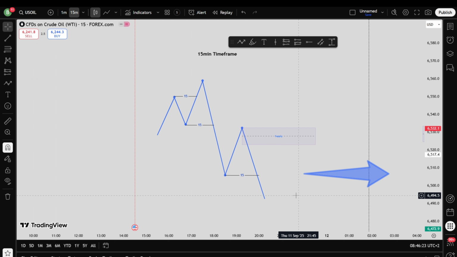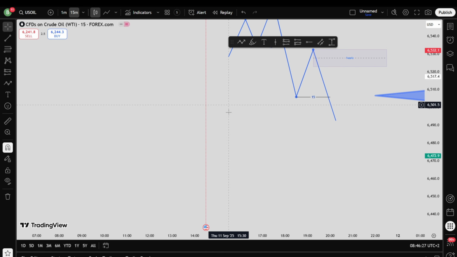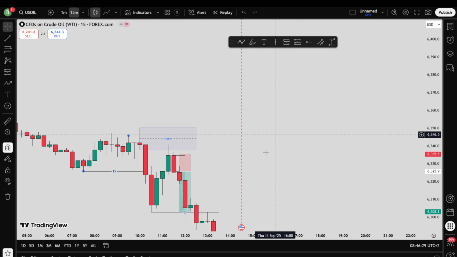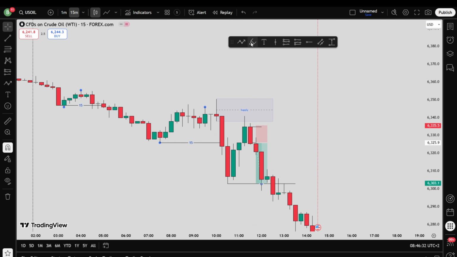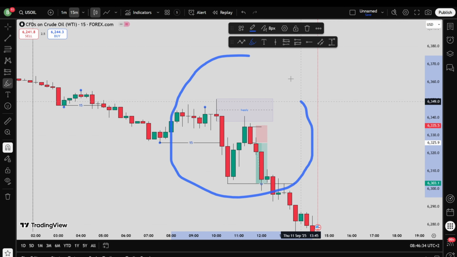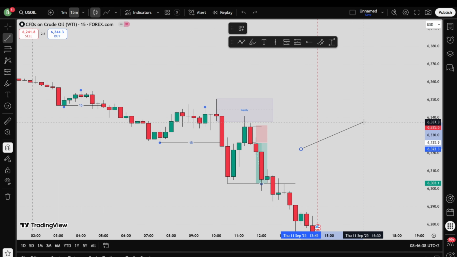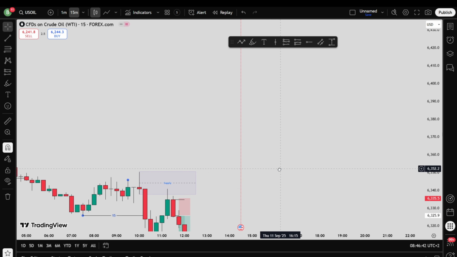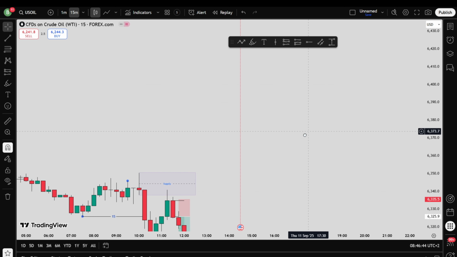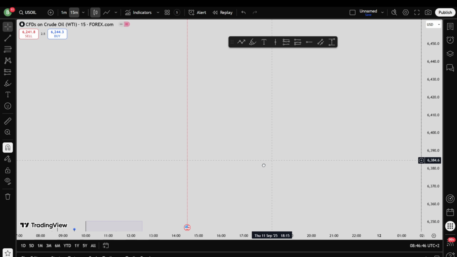So I want to give you a market breakdown on the type of trade that I took on Thursday last week. So this is the type of setup that I took on Thursday last week, and I'll give you a market breakdown on what I was looking for on my higher time frame and also the entry criteria on the lower time frame.